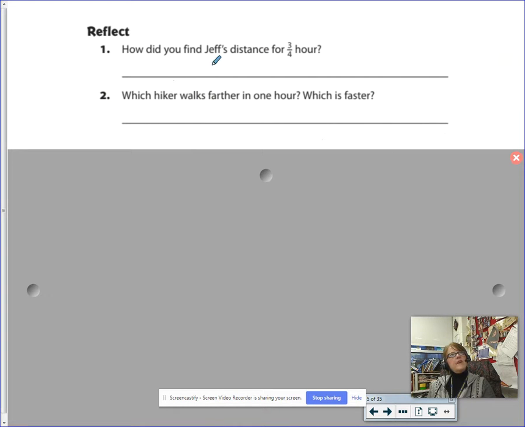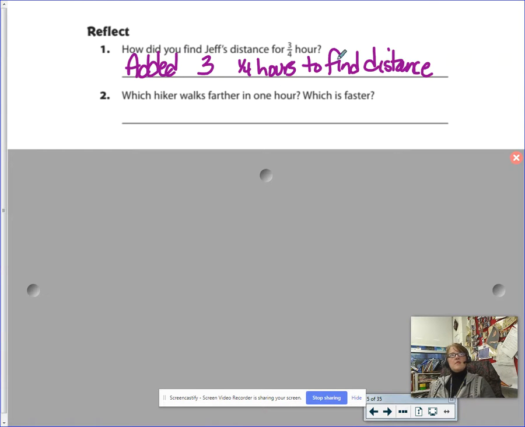Okay, how did you find that? Well, we just kind of added 3 1/4 hours to find the distance. That was his time, and knowing his speed, he was going a 1/2 a mile each time. So it would be 3 times 1/2. So we're kind of multiplying here, 1.5 miles.